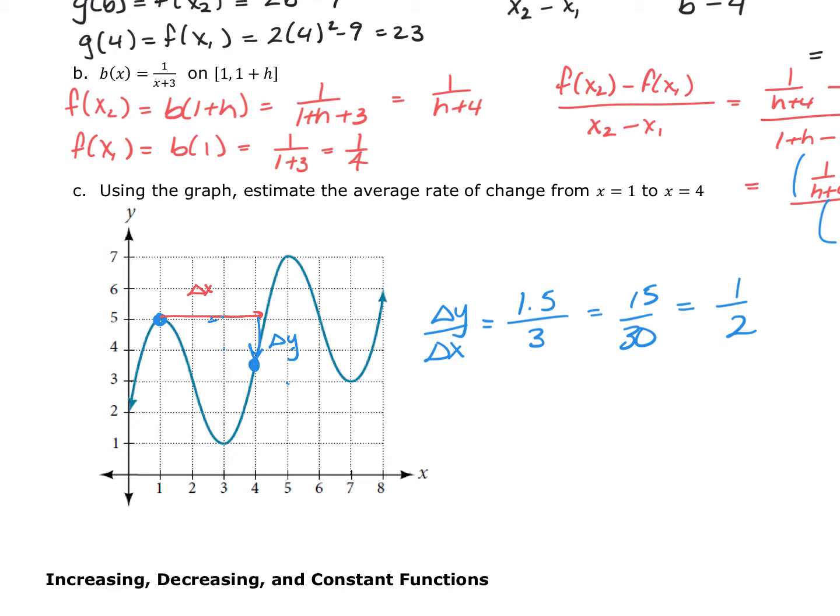Oh, and here you can clearly see there is my secant. We do m of secant is equal to 1/2. Kind of cool.